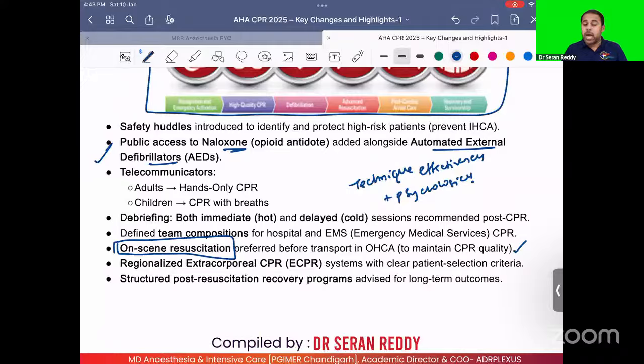And in the recent unfortunate event which occurred to one of the CTVS surgeons, an alumnus of PGI Chandigarh, who had a cardiac arrest at the age of 35 years and who straight away drove to one of the medical colleges, he was having an MI. During that time, all the efforts were done, including extracorporeal CPR, and he was continued on ECMO. So extracorporeal CPR is going to be one of the common things which more and more centers are procuring and using. So structured post-resuscitation recovery programs are advised for long-term outcomes.